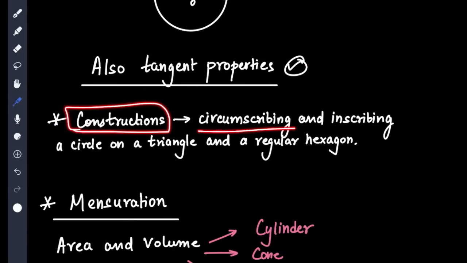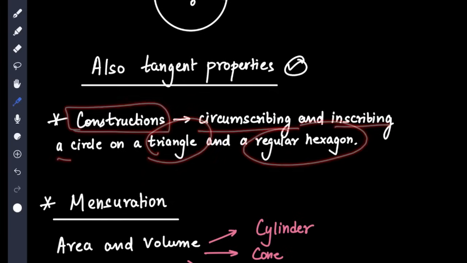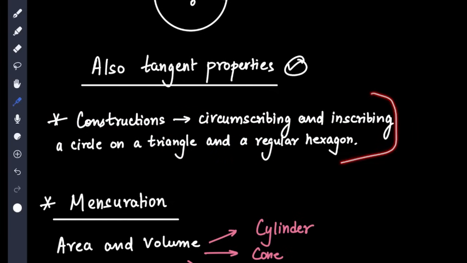Constructions, circumscribing and inscribing a circle on a triangle and a regular hexagon. So these are the constructions that are in your syllabus, and you'll have to do this only.